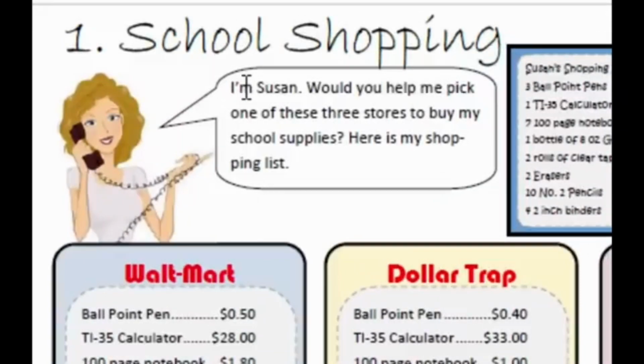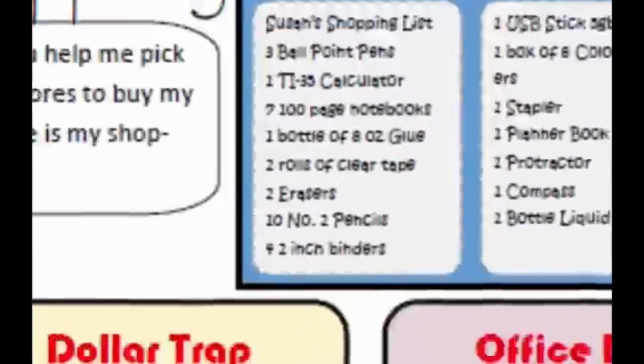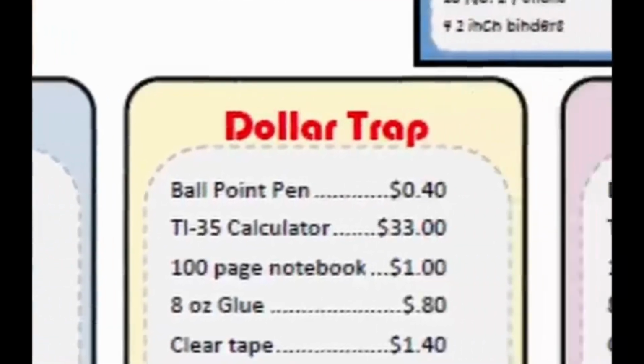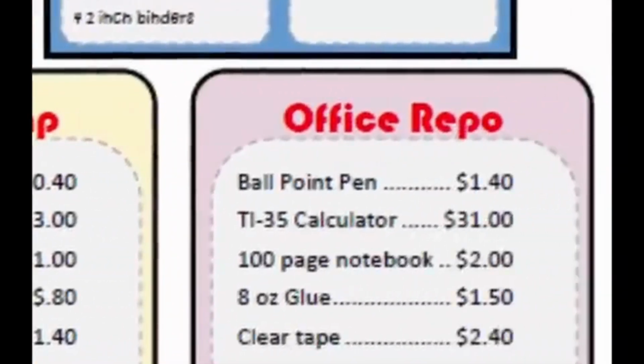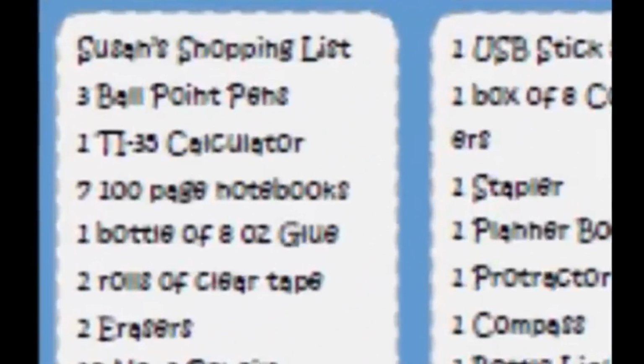Here's my shopping list. To the right of the shopping list, you can see all the items that Susan would like to buy. Her choices are Walmart, Dollar Trap, and Office Depot. Each price is listed below, and her number of items that she would like to buy are listed on her shopping list. So for instance, 3 ballpoint pens.